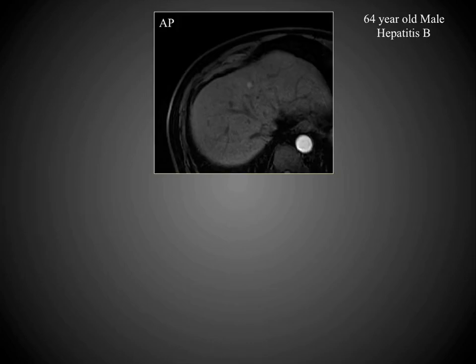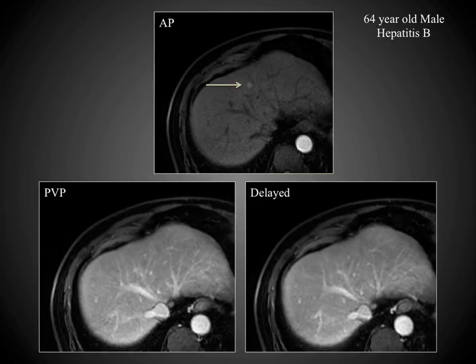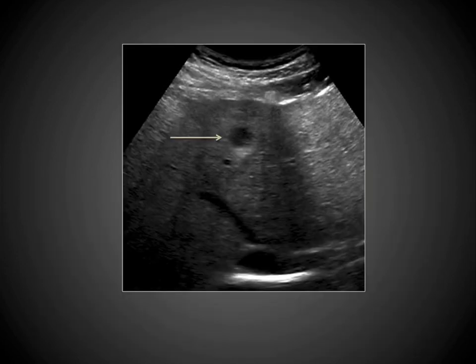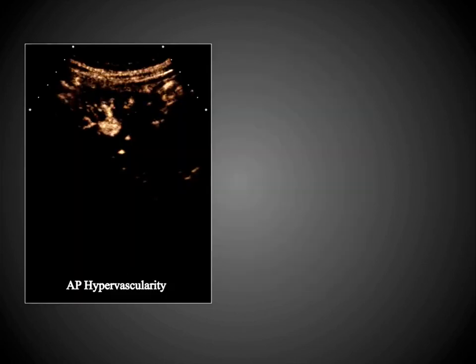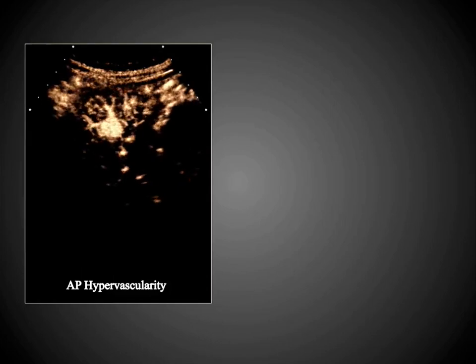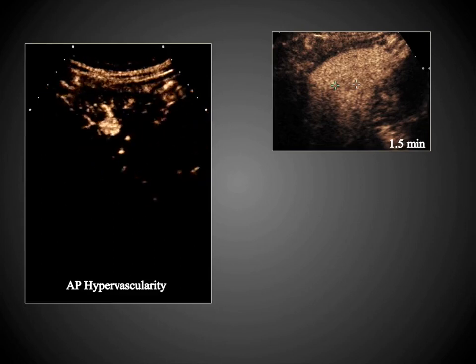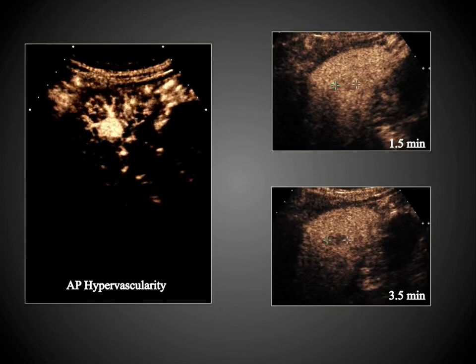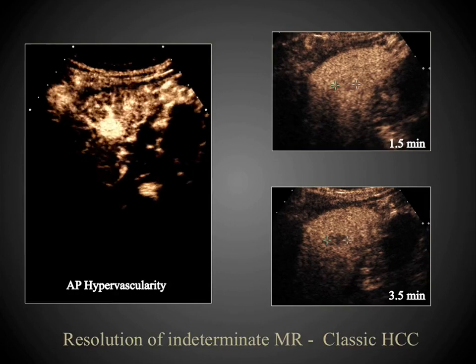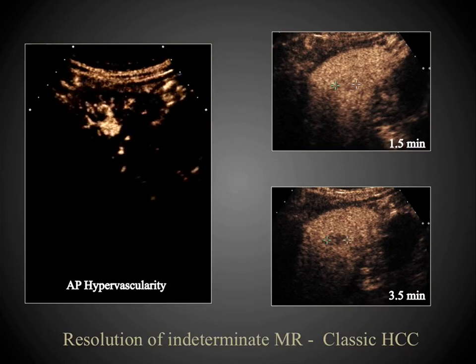This patient shows similar findings of multiple foci of arterial hypervascularity, one of which is shown here, but no corresponding washout is seen in the portal venous or delayed phases. Ultrasound demonstrates the presence of a baseline nodule corresponding with the abnormality on MR. CEUS shows arterial phase hypervascularity with isovascularity at 1.5 minutes and washout at 3.5 minutes. CEUS confirms the diagnosis of HCC.